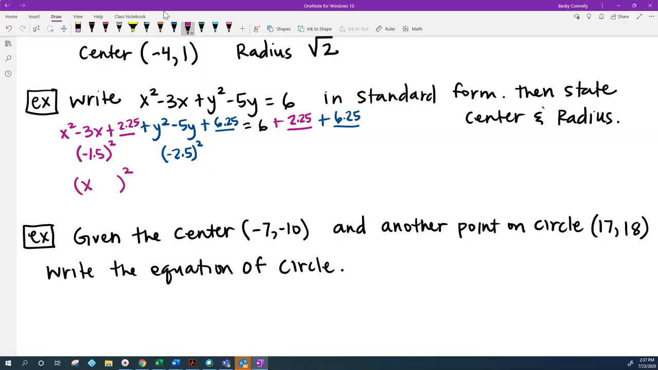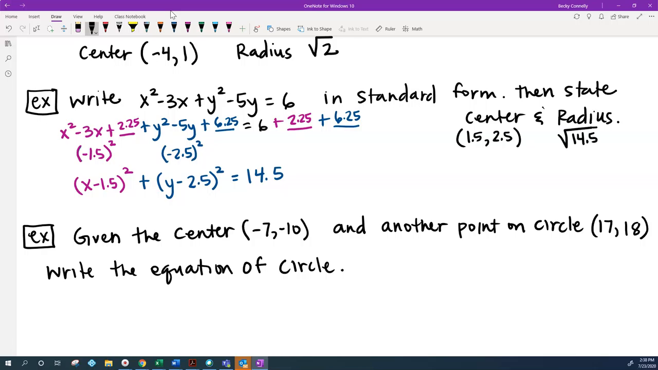So it's going to be x minus that 1.5 all squared plus y minus 2.5 all squared. And then when I add these parts up over here, I end up getting 14.5. Okay, so then my center right here would be, remember, the opposite of each of those. So 1.5, 2.5. And then my radius needs to be the square root of that, right? The square root of 14.5.